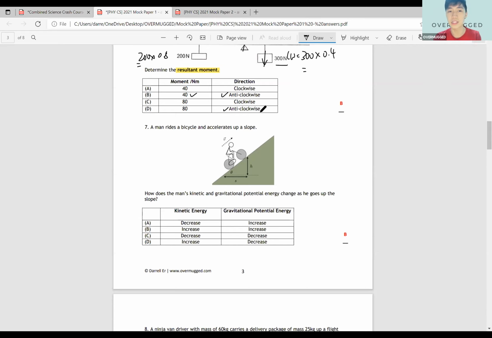You choose A. But that's not the case here, because if you read the question, the man is riding the bicycle and he's accelerating up the slope. So this means his speed is increasing because he's accelerating. So for half mv squared, if your v squared is increasing, your kinetic energy should be increasing. And obviously, because he's going up the slope, his vertical height is increasing, so his gravitational potential energy will increase as well. So never assume that you know the question, read the question, and then you decide accordingly.